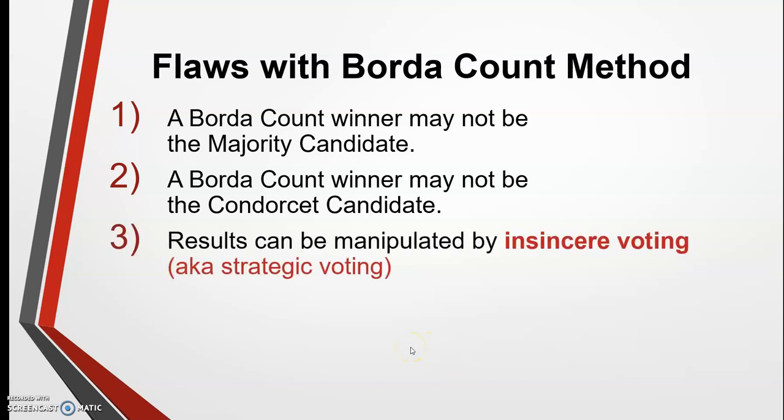And just like with plurality, the results can be manipulated by insincere voting. In other words, a voter votes for someone else because they feel like their candidate doesn't have a chance to win, so they're trying to vote for somebody they think might actually win the election, even though they're not really their preferred.